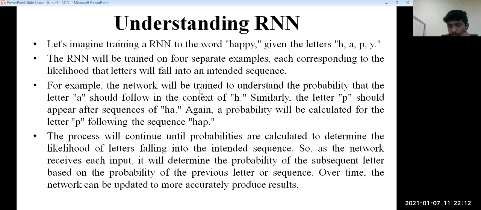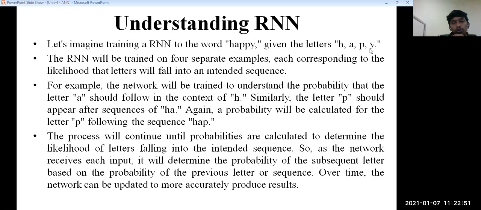Okay. So now let's get into the concept with an example to understand your RNN. Let's assume that you are training a recurrent neural network model, or you're developing a model, and you are given a task to load or train a model with a word called happy. So now the task is, I want to make a neural network understand that happy is the word which I want to give to the network. I'm only giving the letters H, A, P, Y. So I'm only giving four alphabets, and I want my RNN to train to form a word called happy.